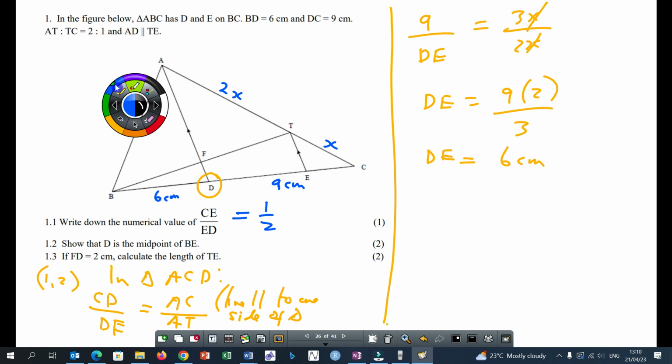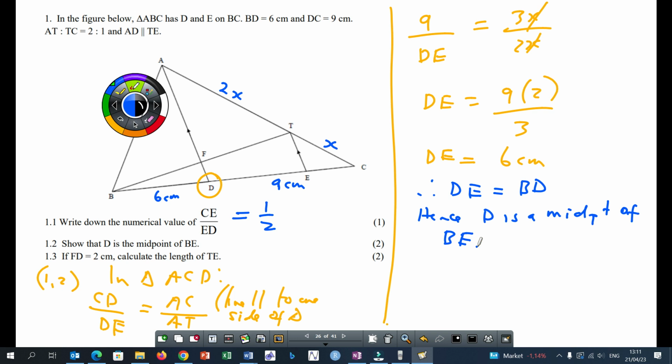Okay? Then here I'll say, therefore, DE is equal to BD. Therefore, DE is equal to BD, hence D is a midpoint. D is a midpoint of what? BE. And I'm done. Okay. By doing this, you'll be assured of your 2 full marks. Yes? So I did a little way with the same concept.